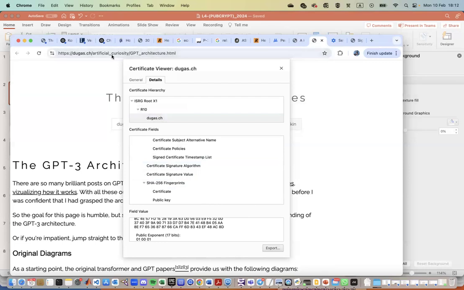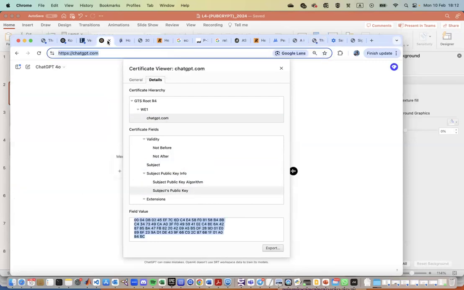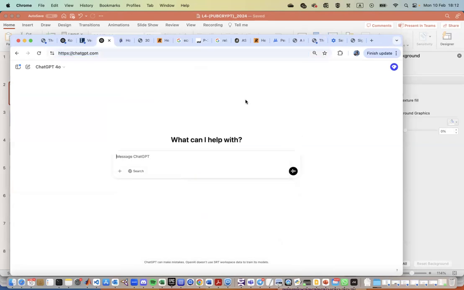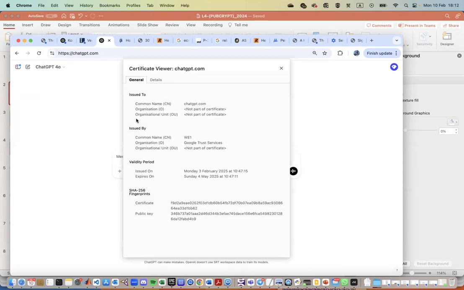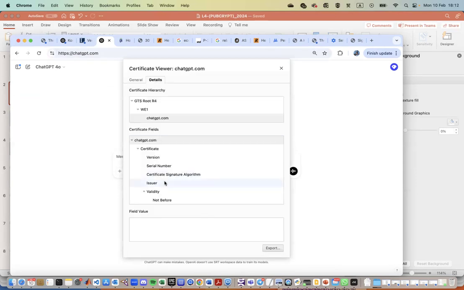So I can show you another website. Let's now close this one and open our lovely ChatGPT. We do the same thing here. We go to security, the certificate is valid. So we open it, and again go into the details of this certificate.